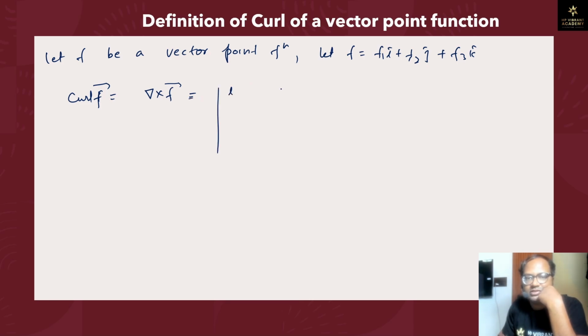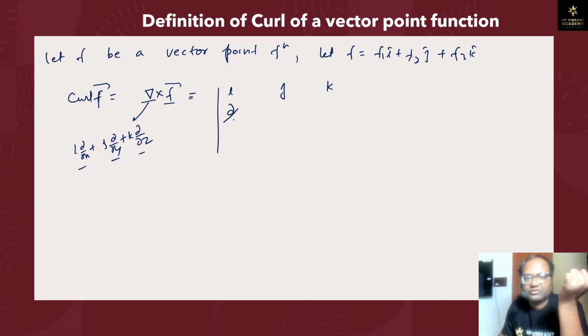Okay, so we have i, j and k. So we have the component. Let us represent the components of first vector and the second vector. So we have the component of first vector as i del upon del x plus j del upon del y plus k del upon del z. So these are the components: del upon del x, del upon del y, del upon del z, and this is f1, f2 and f3.